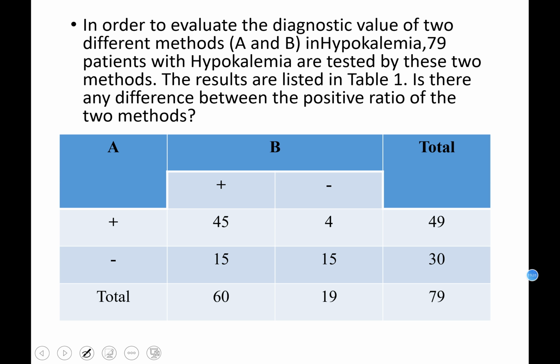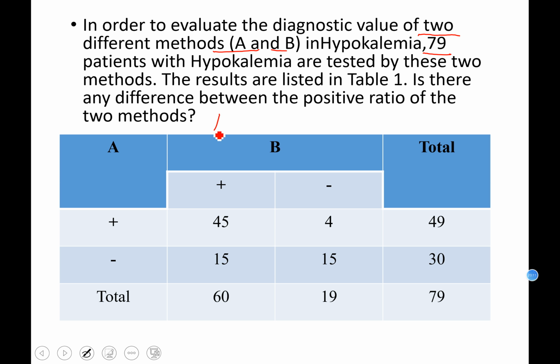Here, we can find that to evaluate 2 different methods, method A and method B, and for a special disease, 79 patients with the disease are tested by these 2 methods. That is very special. That means for each person in these 79 patients got 2 results from 2 different methods.